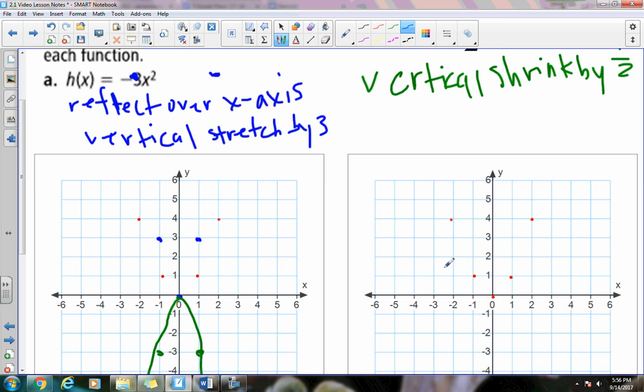This one was 4 up, so now it will move to 2 up. This one was 1 up, so now it'll move to a half. 0, half of 0 is still 0. Half of this height of 1 is a half. Half of this height of 4 is 2.